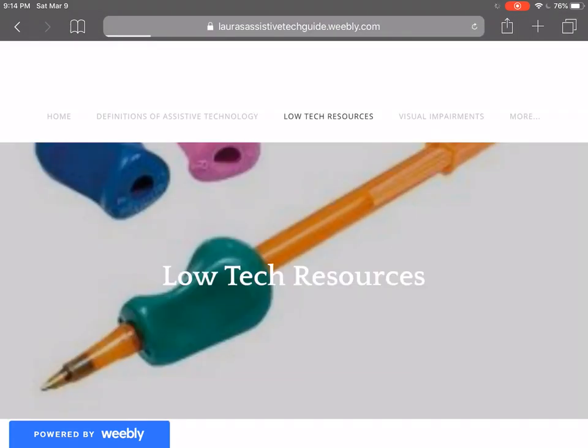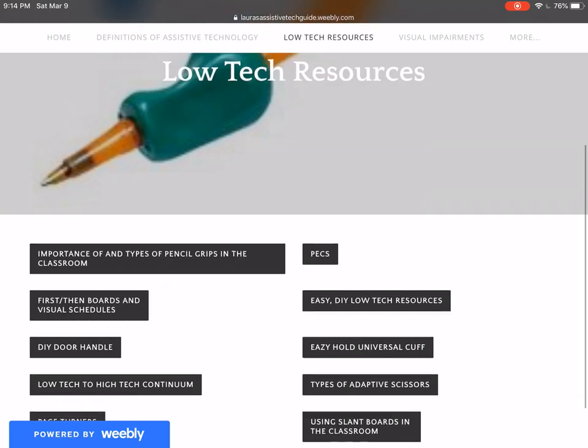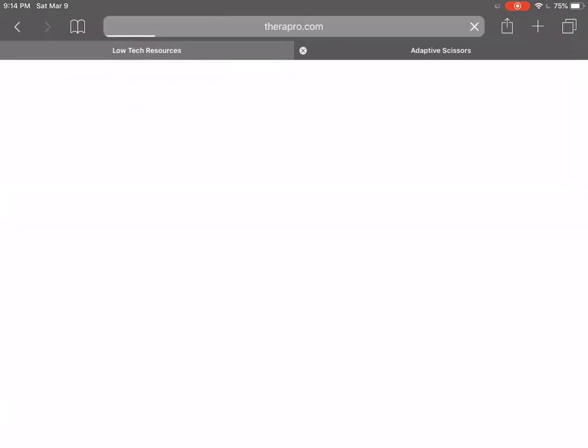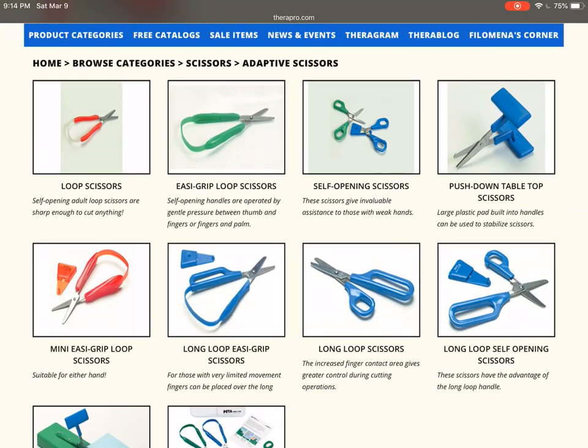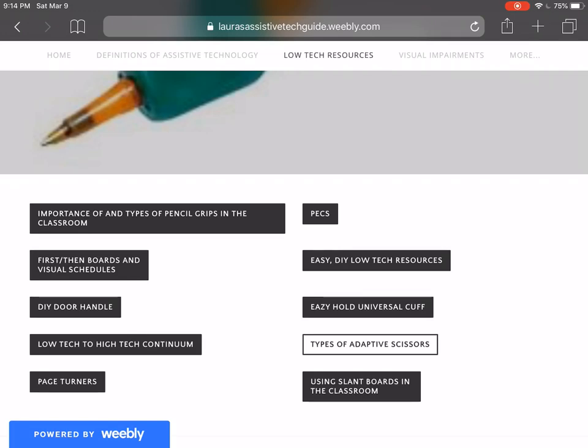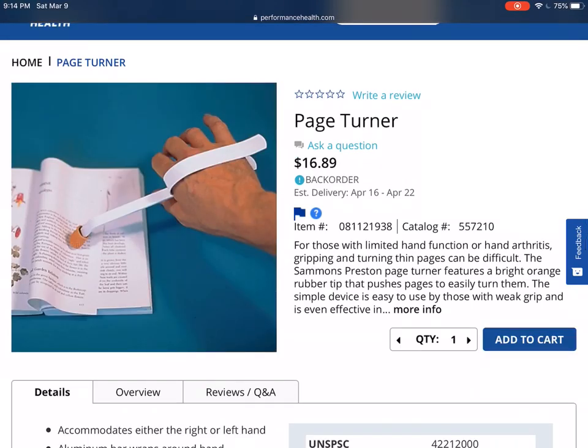Kind of moving on, low-tech resources. I have that great pencil grip there since that has made quite an impact on me, but also the importance of some of these in some of the classrooms. I put PECS on there because my current classes use a lot of that. Some of those do-it-yourself things so that people can realize you don't always have to go out and buy things. But yet I did put some different products that you can buy, such as some adapted scissors, as well as things like page turners that you could use for somebody who could not grasp the pages.